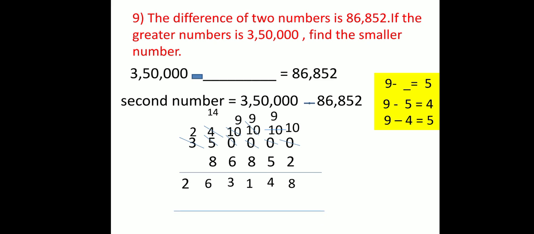Then last one, 2 as usual 2. Then 2,63,148. If you subtract 2,63,148 from 3,50,000, then you get the 86,852. Okay children, practice the sum. The more times you practice it, borrowing, correctly write the numbers in proper order. After that start subtraction.